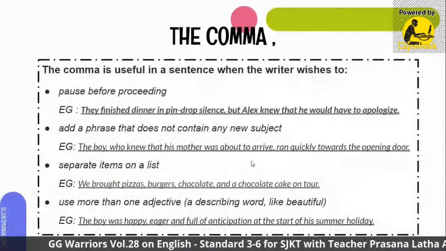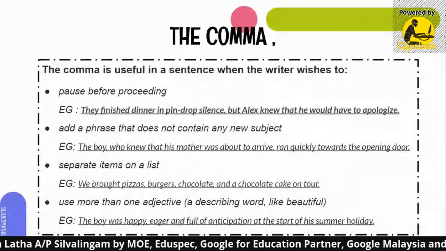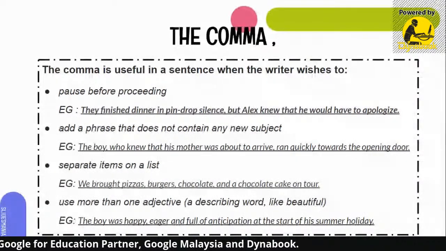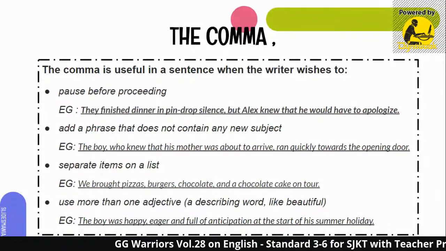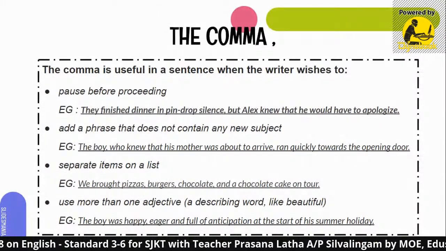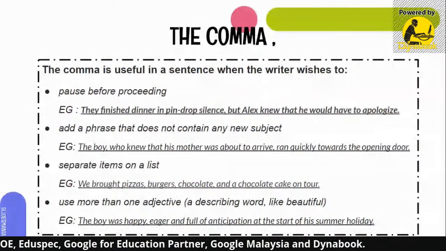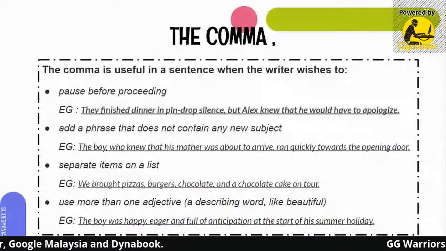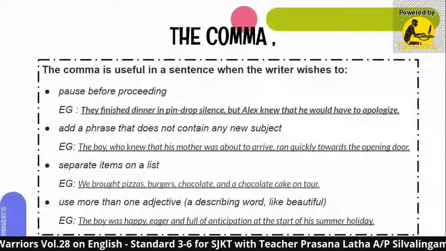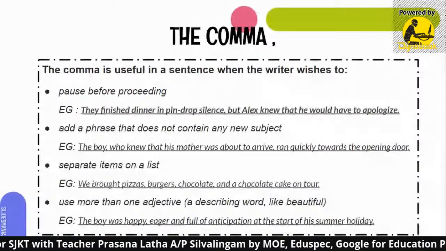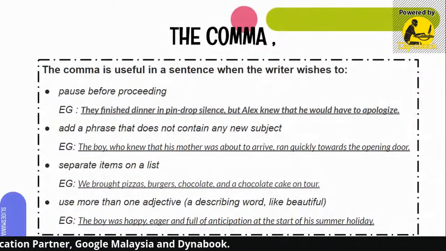The last condition would be when you're using more than one adjective, a describing word like beautiful. I have also done lessons on adjectives. If you have any problem, you can go back and view the video on adjectives to get a better understanding. Adjective means when you try to describe something or someone. So, the boy was happy, eager, and full of anticipation at the start of his summer holiday. In this sentence, the adjectives used are happy, eager, and full of anticipation. So we have used commas to separate them in the sentence.